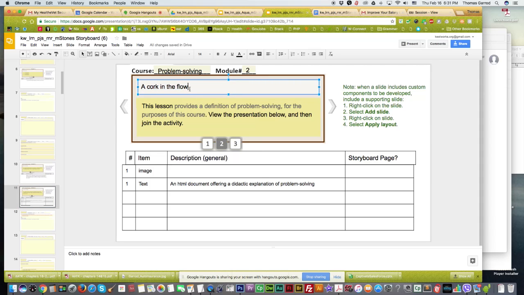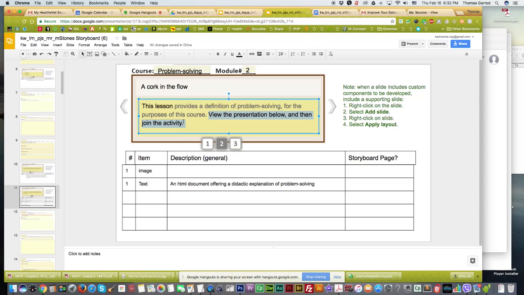This statement here is like an episode for a television show. It has a title that hints at what the show is about. That's what you want to have up here. Then you want to say what this lesson is doing. This lesson provides a definition of problem solving for the purpose of the course. This is directly what we took from our strategy document. View the presentation below and then join the activity. This is correct wording, but it might not be exactly what's in the strategy document, so I should change that.